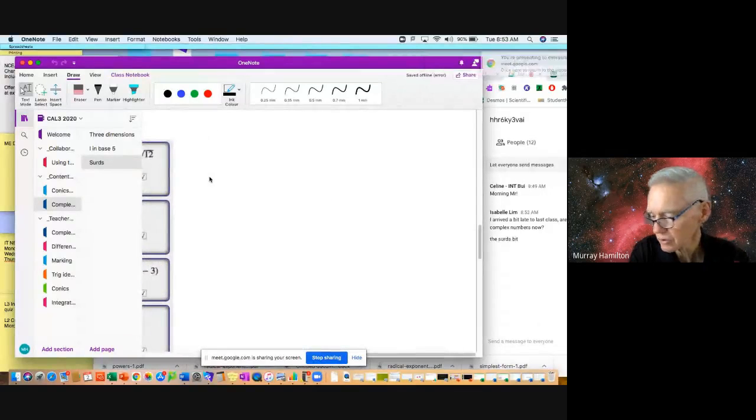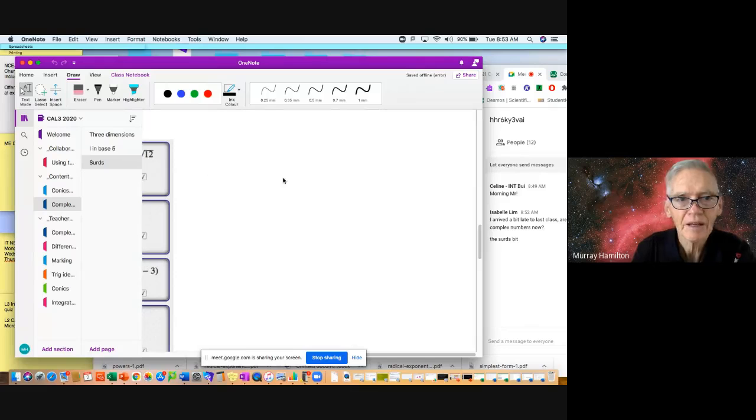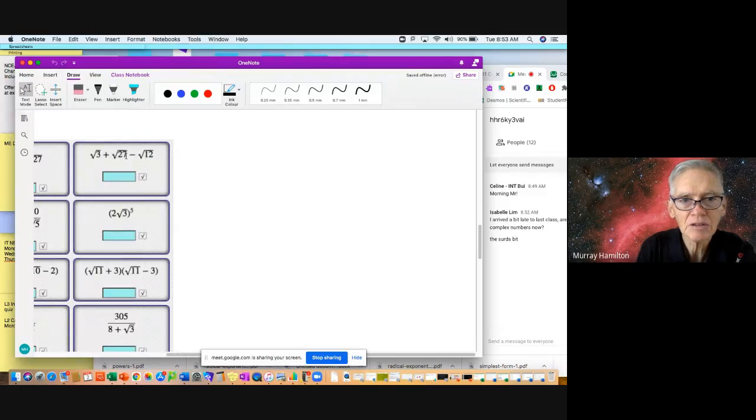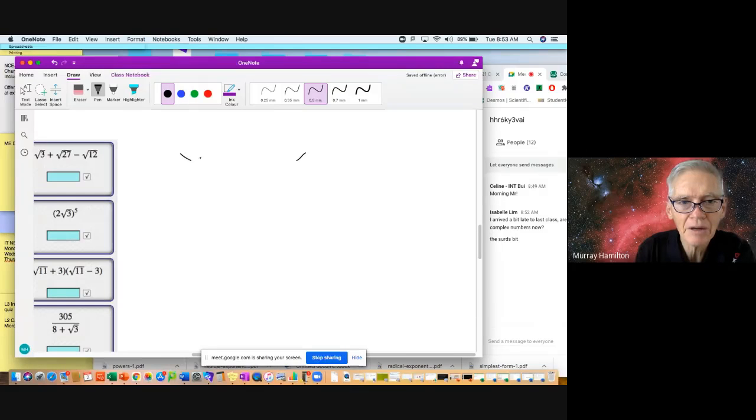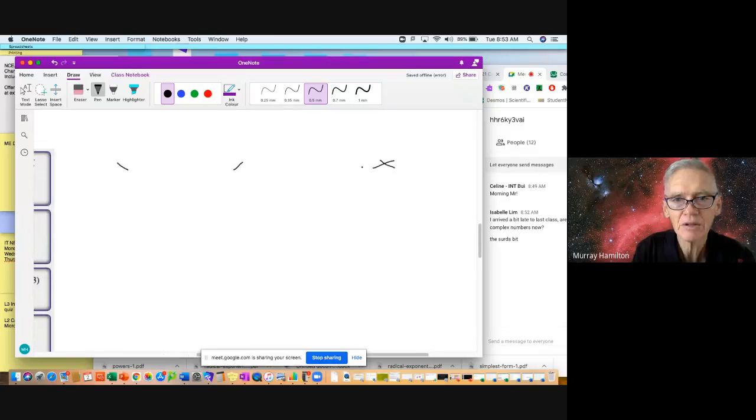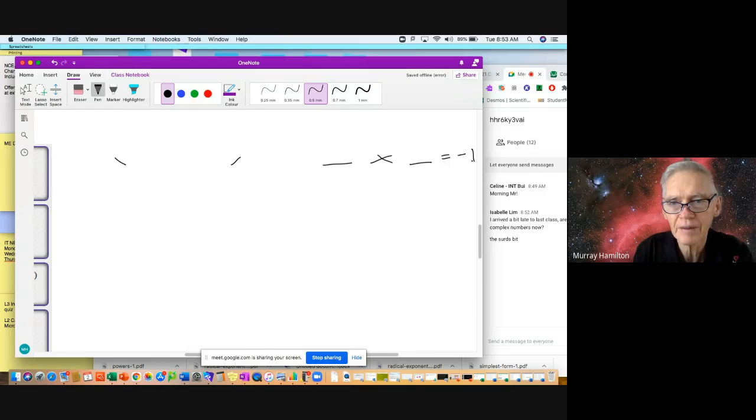What I am going to do is go over a little bit about base 5. Remember, I am trying to convince you that we have a number that when you multiply it by itself is going to equal -1. And we're going to find that in base 5.